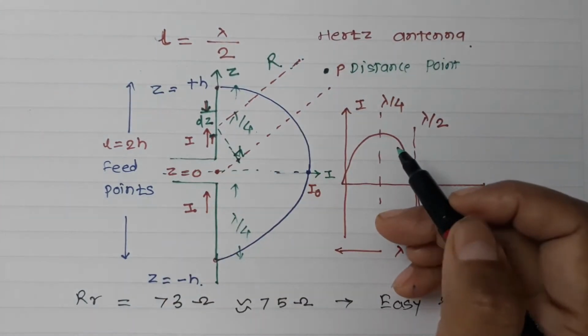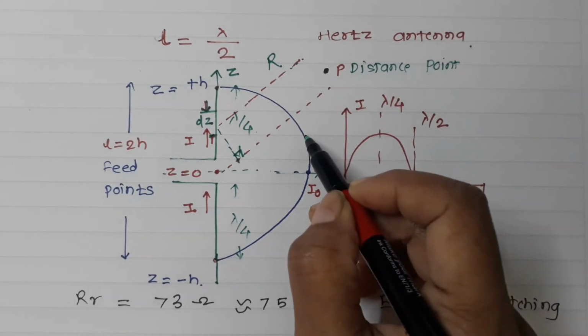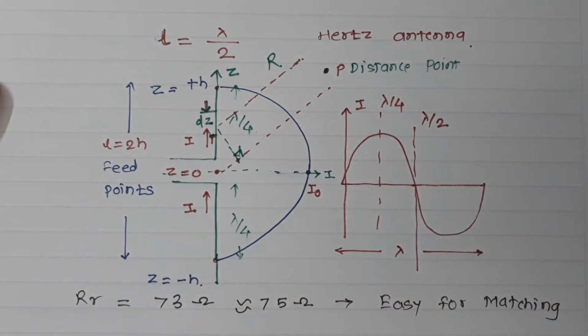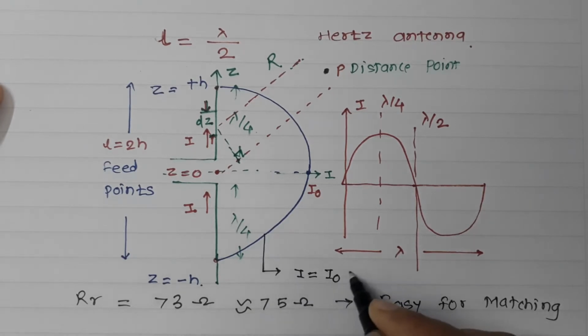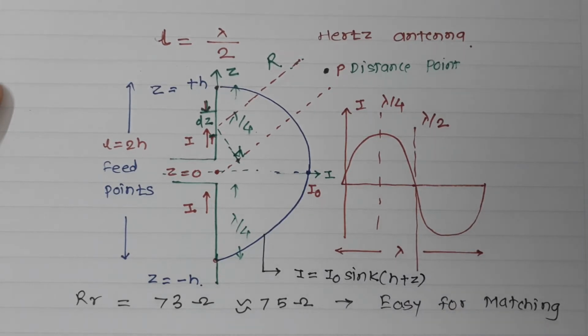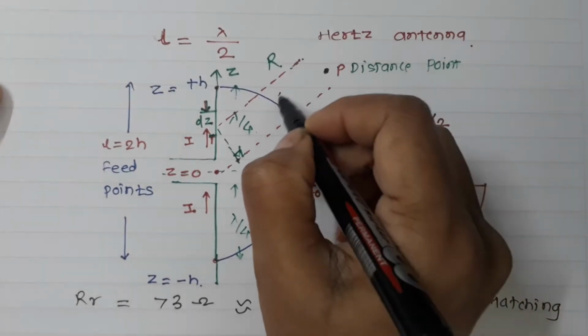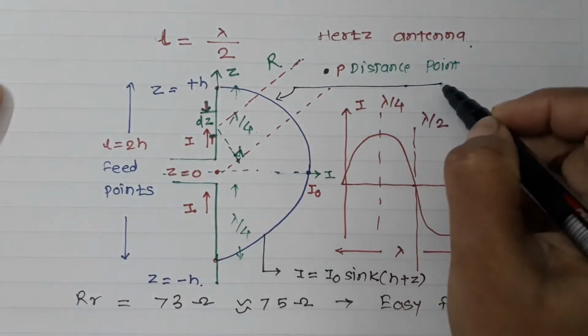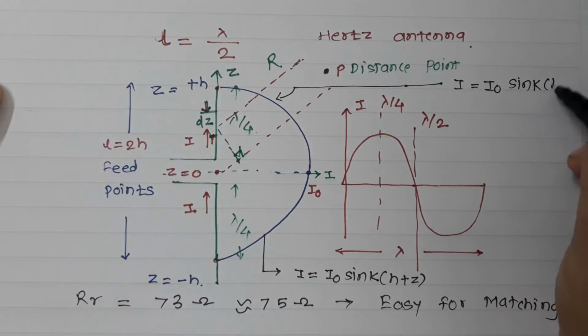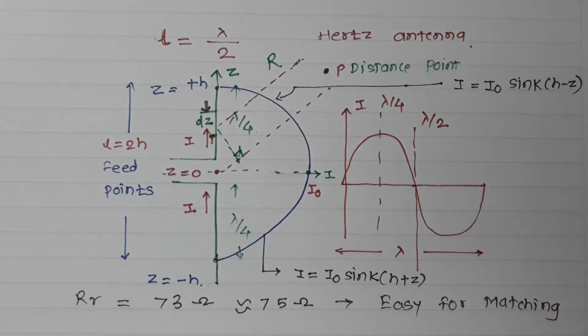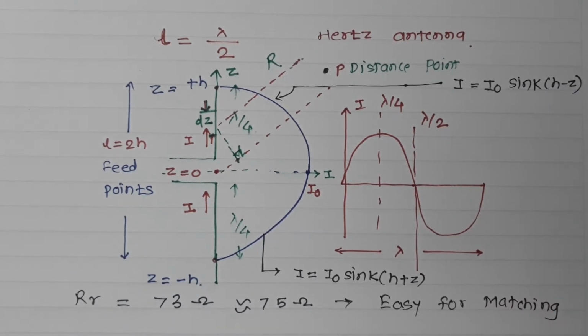So here I can say, how am I going to determine this particular distribution of the current on the dipole antenna? For this, I is equal to I0 sine of k(h plus z). And if I am interested in observing the current over here, it will be I is equal to I0 sine of k(h minus z). So this kind of current distribution will be there on the half wave dipole.